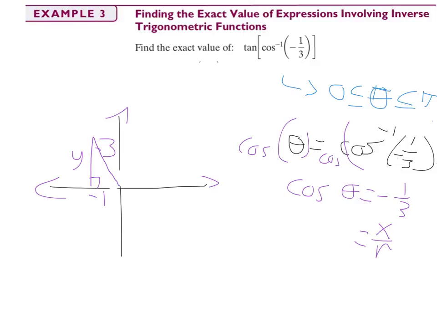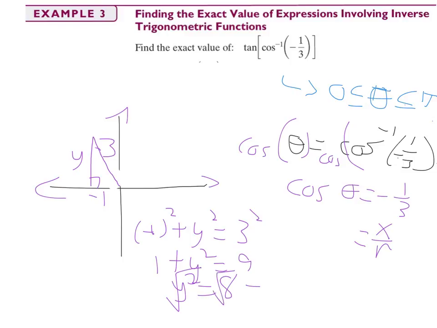Now we need to figure out the y. That way we can take the tangent. So if we figure out the y coordinate, that would be negative 1 squared plus y squared is equal to 3 squared. So 1 plus y squared is equal to 9. Y squared is equal to 8. So if you take the square root of both sides, y is equal to, and we already showed earlier that square root of 8 is equal to 2 times the square root of 2. So this vertical side is just 2 times the square root of 2.